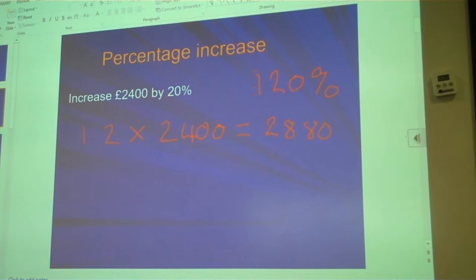So if you are increasing 2,400 by 20%, it's 1.2 multiplied by 2,400. How come it's 1.2? Because we're increasing by 20%, our original amount would always be 100%. So we add it onto the 100%, giving us 120%. And then, because it's percent, per 100, 1.2. Okay? Can I move on?